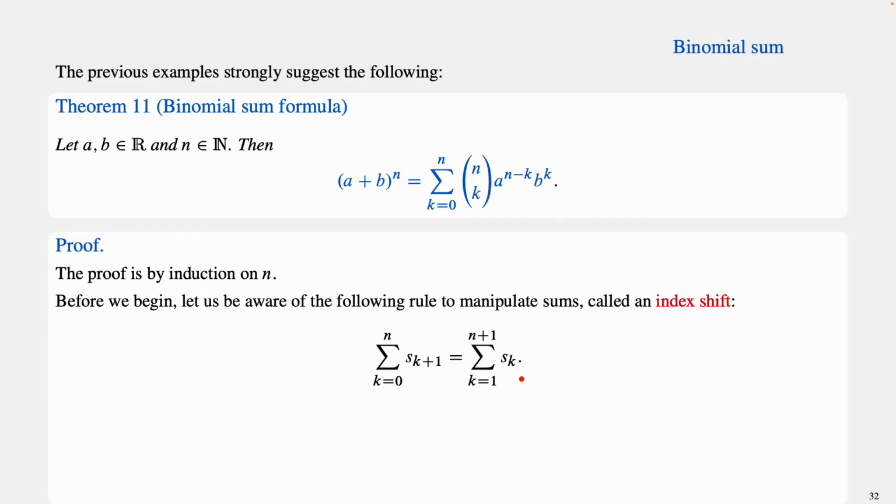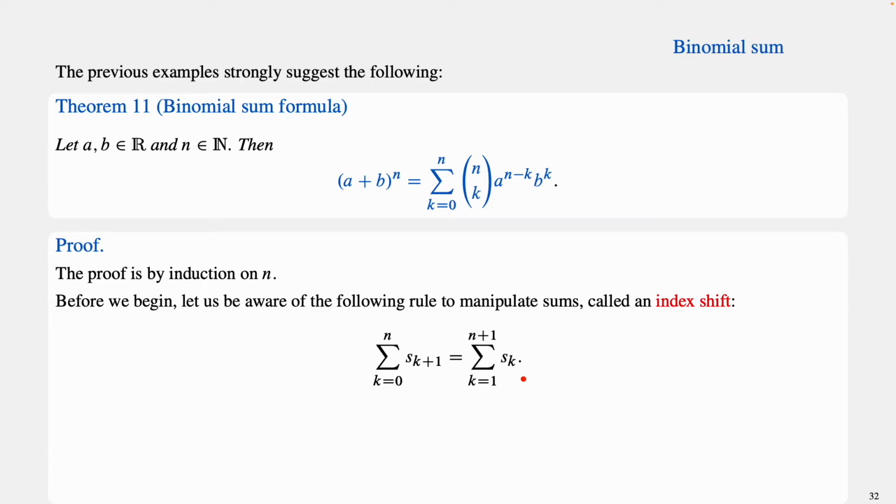And here it's exactly the same. We begin with s index 1, and the last index in the summation will be index n plus 1. So the last summand will be s index n plus 1. So these two are the same.